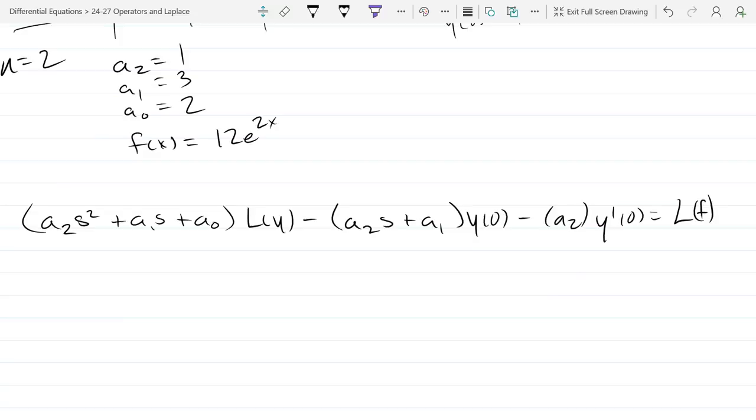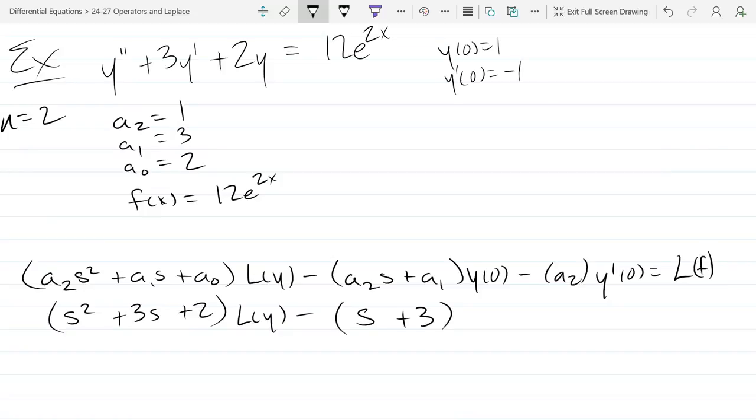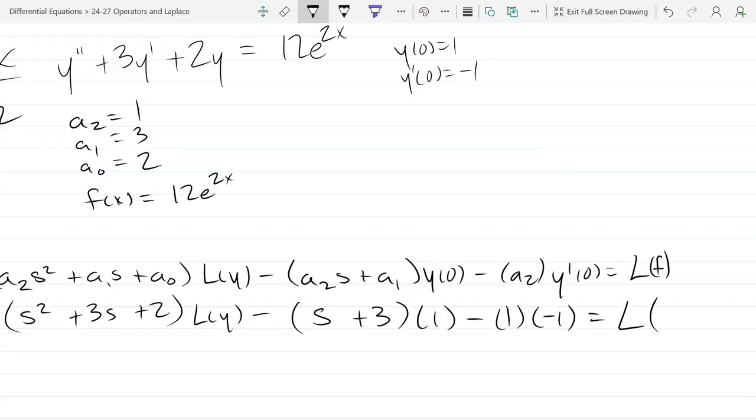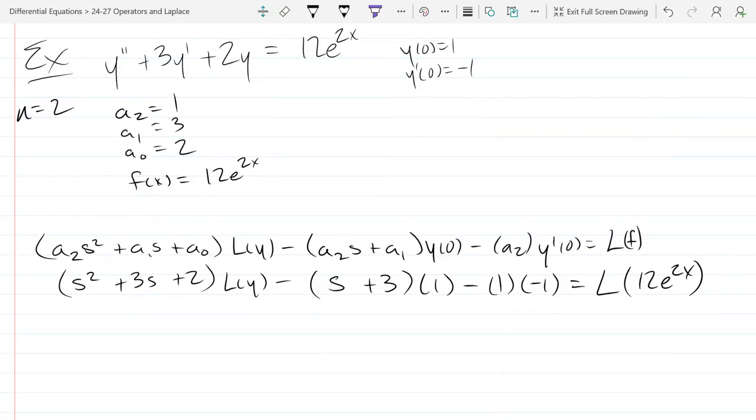So now I'm going to plug in all the values we have. So we just have 1 s squared plus 3s plus 2 times L of y, minus a2 is 1, s plus 3. I do know y of 0, and that was given. Initial condition y of 0 is 1, minus 1 times y prime of 0, negative 1. And we're doing L of f, which is 12e to the 2x. So any questions on setting this up right here? Although this looks complicated, if you know what you're doing, this is probably the easiest part to do. It's just, can you read your notes carefully or your cheat sheet carefully and line everything up?